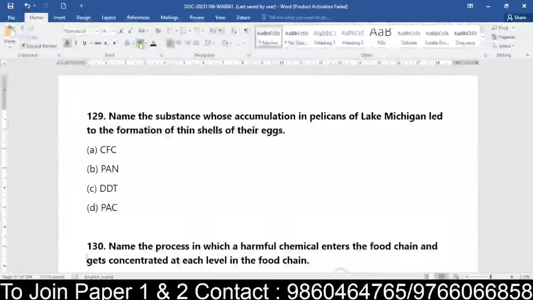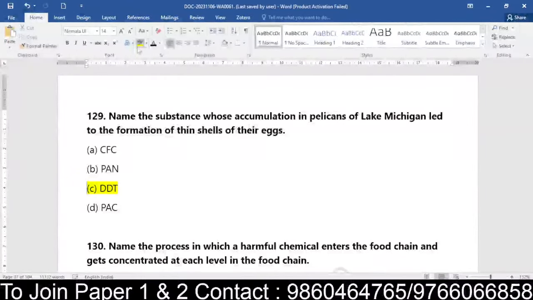Pelicans are large birds which live near water bodies, and they have large beaks which are used for holding fish. The substance which accumulated in pelicans of Lake Michigan and led to thin eggshells is DDT. In case you have heard this and know it, very good, but if not, it is called DDT. As I said, it is an acronym, so you should know about this very well, otherwise it becomes a little bit difficult. DDT is a synthetic insecticide, and that is what was found accumulated in pelicans at Lake Michigan, right?